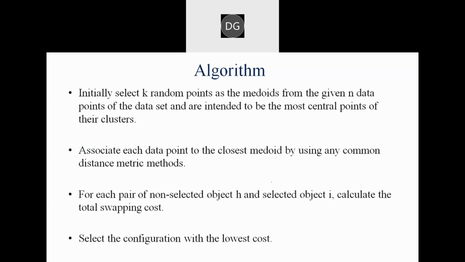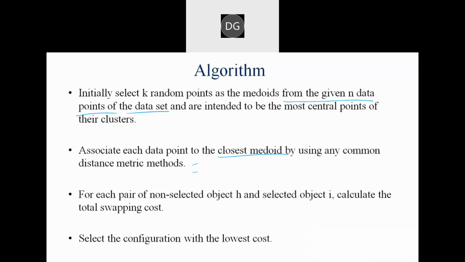Okay, so initially select k random points. Again here also, k medoids, so the k value we have to specify. Randomly it will take from the data set, similarly to how we have seen in k-means. It will take from the given n data points of the data set, and they are intended to be the most central point of our cluster. Then associate each data point to the closest medoid by using any common distance metric method. So we can use Euclidean or Manhattan distance.